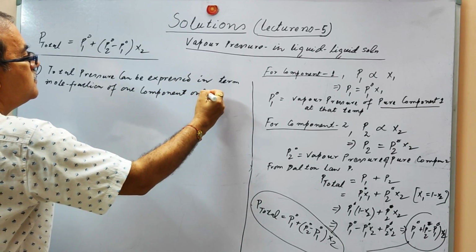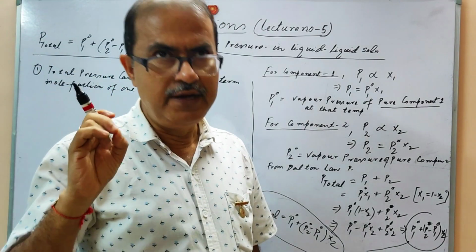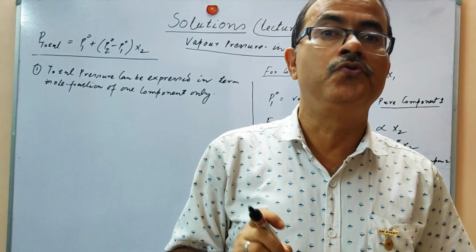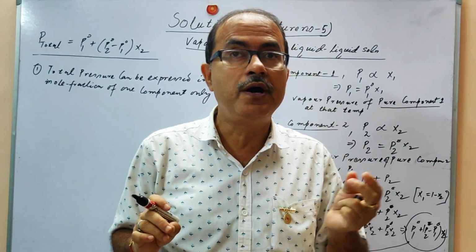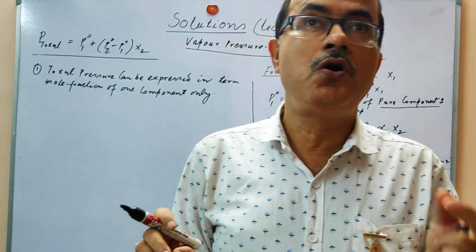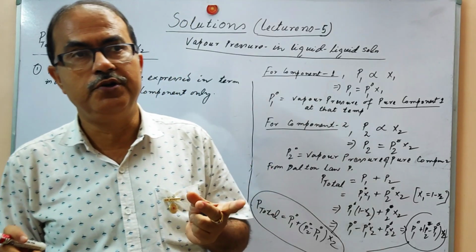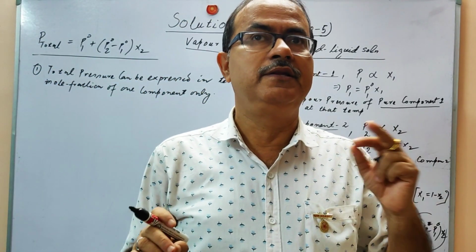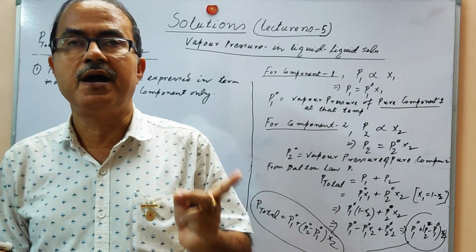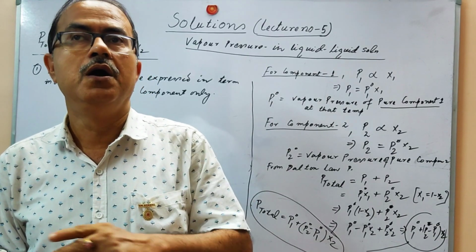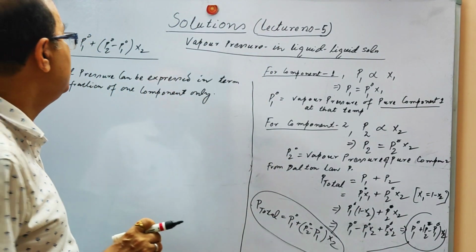So we can write this very important conclusion. If we know the mole fraction of any component and we know the vapor pressure of the pure components, both the components in the pure state, then we can conclude, at a particular temperature, the total vapor pressure of the solution. About the solution, we can easily see.